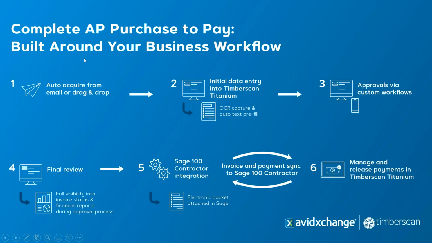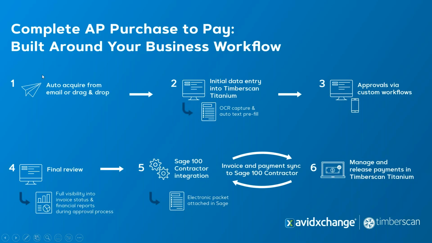So what we're saying here is, again, that AP purchase to pay process: invoices come in, they get acquired. Once they get acquired, they go off to what we call initial data entry in Titanium. You're keying in an invoice in Titanium, and it basically reflects the same information as if I were keying it directly into Sage 100 Contractor, but we've built additional tools in the application. For example, as I mentioned, the optical character recognition tool to be able to capture information and pre-fill data on the invoice. The invoices get sent to the approvers electronically.